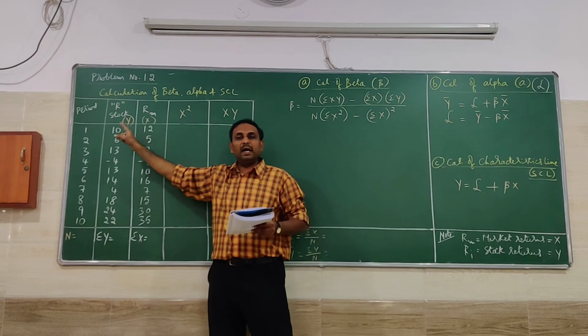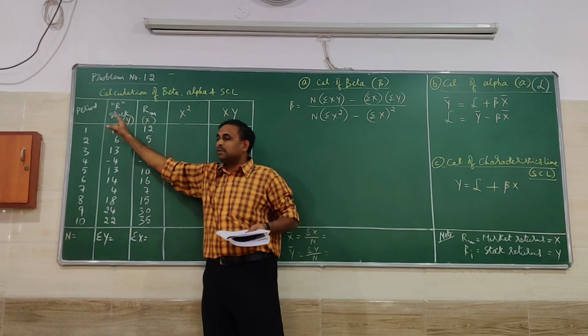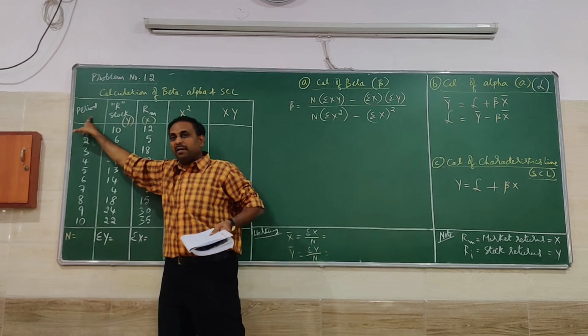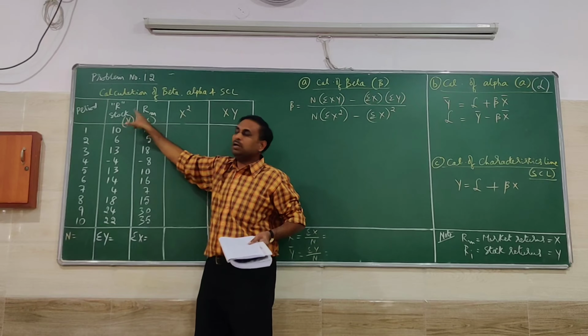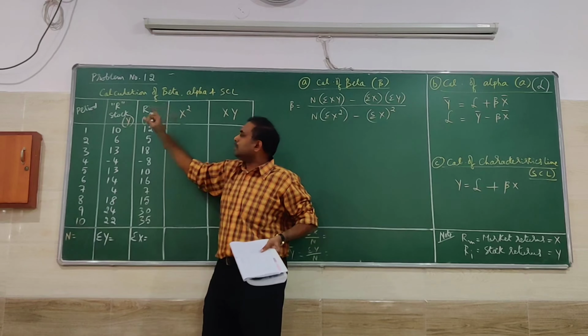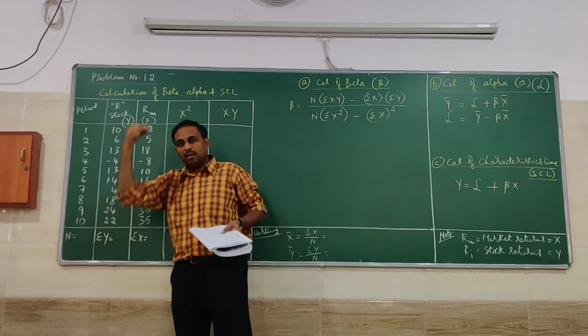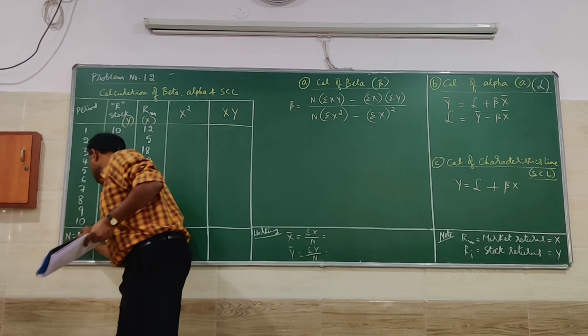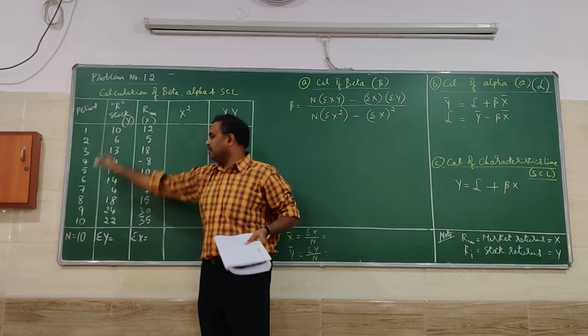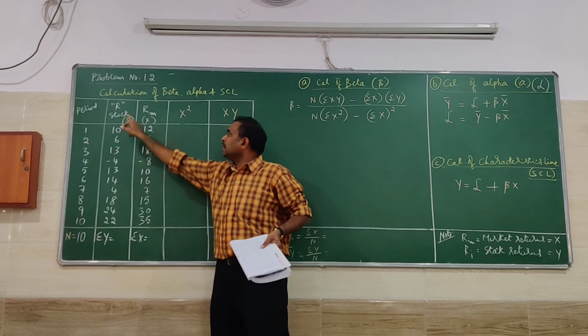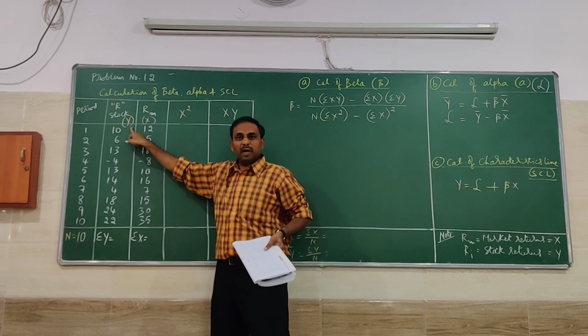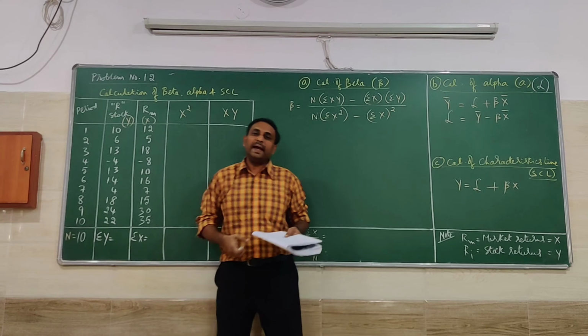In the problem we have three columns given, three pieces of information. One is period, other one is R stock, other one is RM. So period is 10, different months or different years. So N will be equal to 10. Then R stock I have denoted as Y, RM I have denoted as X.